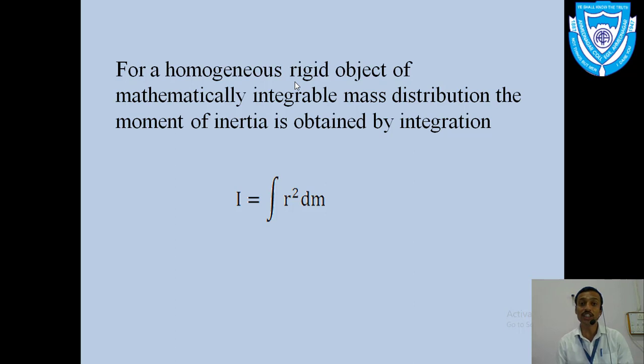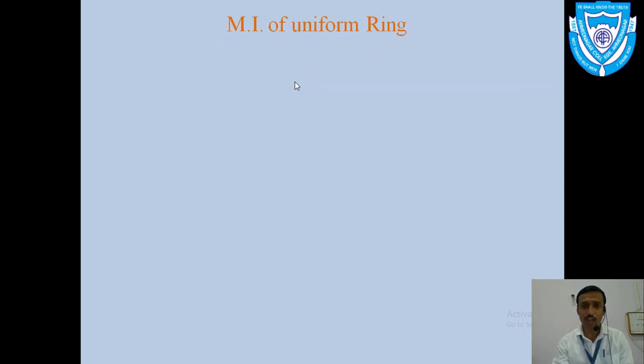But if it is a homogeneous rigid object, then sum is replaced by integration, I is equals to integration r square dm. Now moment of inertia of a ring, let us find out the moment of inertia of different objects. Here we are going to discuss about ring and disk. Moment of inertia of a ring is nothing but mr square.